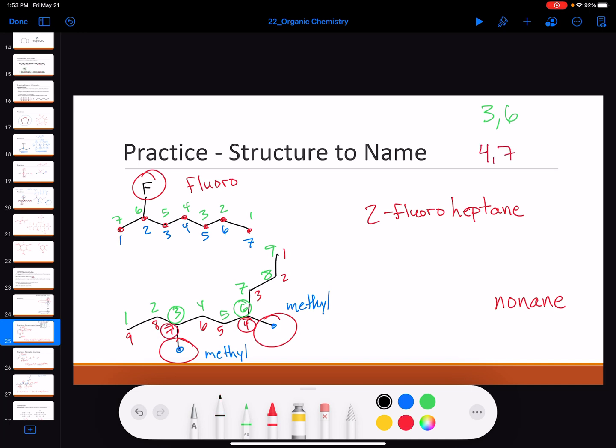So what do I do? Well, I just match them up. 3 versus 4, 3 wins. Automatically means I'm going to go with the green numbering system. So I'm going to call this 3, 6. And then I have 2 methyl groups. If they're the same thing, I can just say dimethyl. So I would just call this 3,6-dimethyl nonane. Okay, meaning that I've got 2 methyl groups.